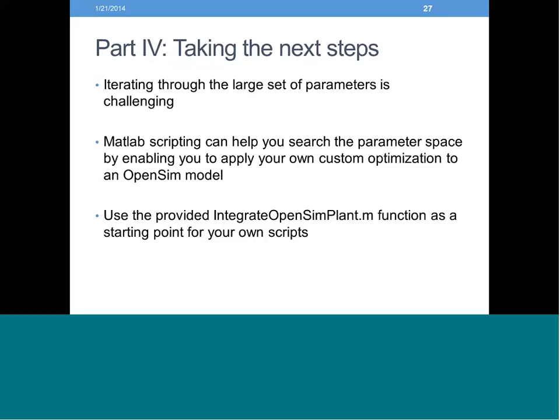The last part I want to talk about is really how to go from here. Iterating through a large set of parameters is challenging, and as you probably imagine, I didn't spend all of my time hand-tuning that video I showed before; I used optimization. Well, the Matlab Scripting engine can help you search the parameter space by enabling you to apply your own custom optimization to an OpenSim model.